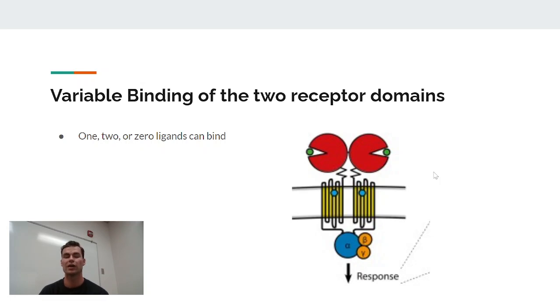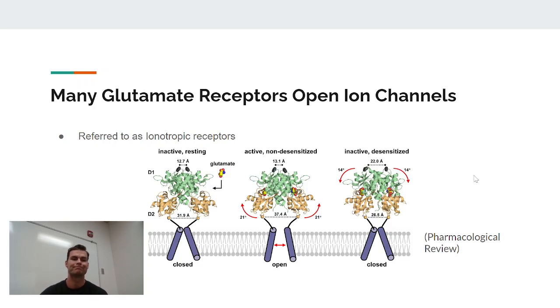I tried really hard to find some academic articles talking about the responses that this receptor gives upon just 1 ligand binding. I couldn't find anything specifically, but from what I was reading, we can just know that there's going to be a varied response based on the amount of ligands that bind to the extracellular domains.